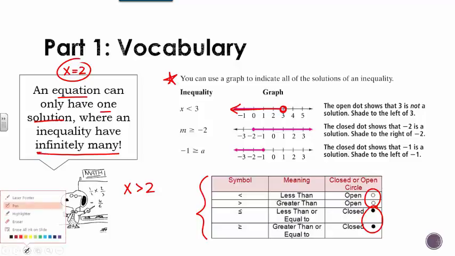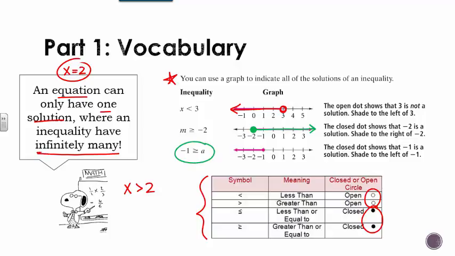Where if we have one like m is greater than or equal to -2, it could equal to, so that's why we fill it in. And then all the numbers that are bigger than -2 are to the right. Make sure you're careful when the letter's on the wrong side like this one. Always start at the letter and read it. We want all the values that are less than or equal to -1. So because they can equal, again, we're going to close it in, and everything less than -1 is to the left.